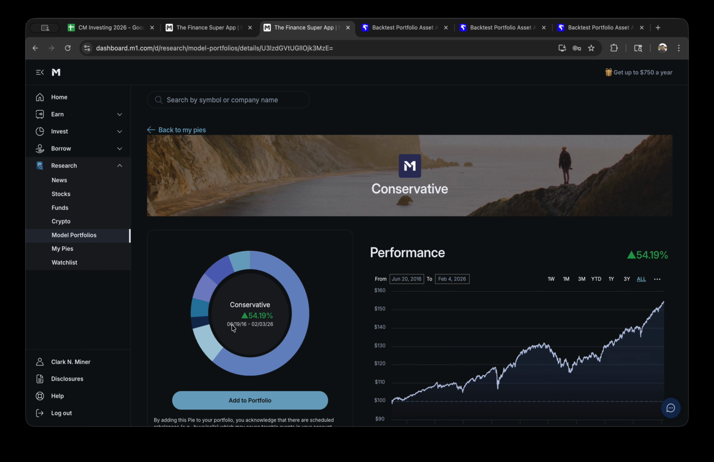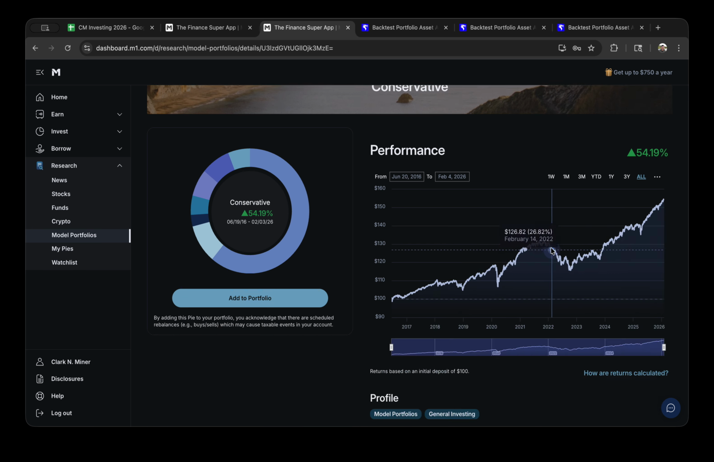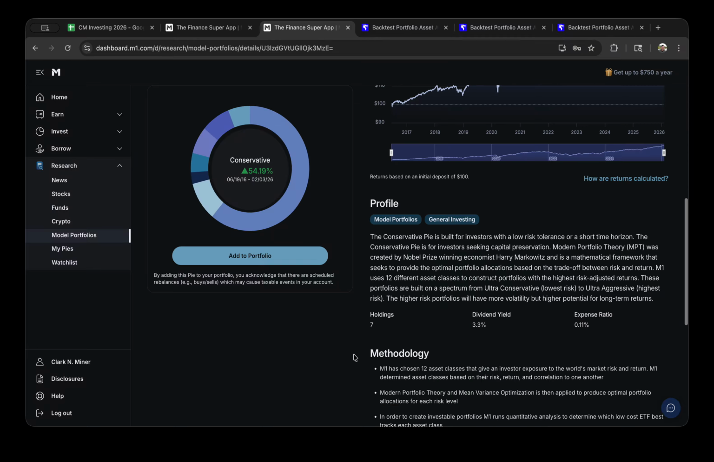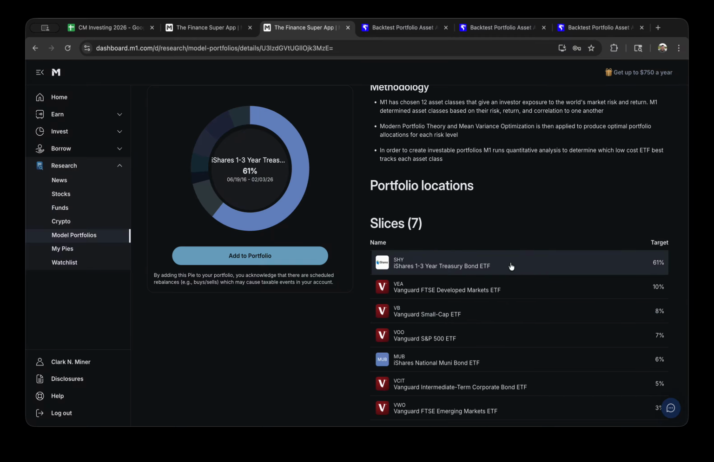So over the last 10 years, this was up 54%. So up a lot less, but as you can see, it still kind of had the same shape to it, but a little bit lower dollar amounts, maybe a tiny bit of a smoother ride. Like 61% of this portfolio is in bonds.